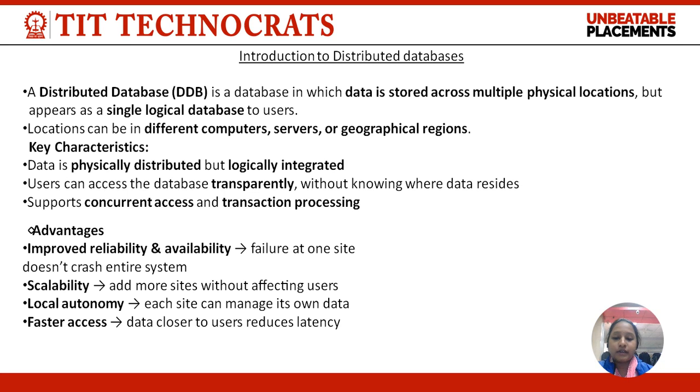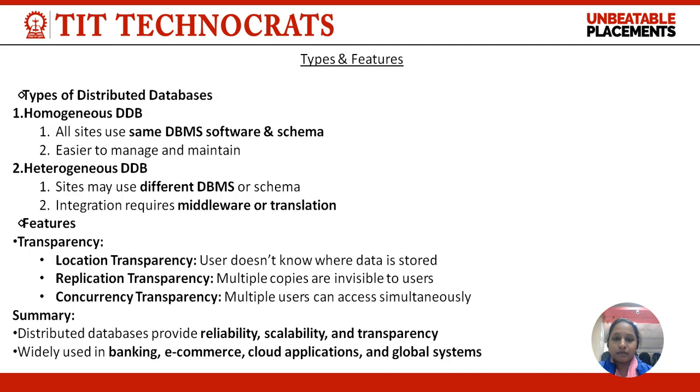Introduction to distributed database. A distributed database stores data across multiple locations but appears as a single logical database to users. It provides reliability, scalability, and transparency. Types of distributed databases: they may be homogeneous or heterogeneous. Transparency features hide location, replication, and concurrency complexities from the user.